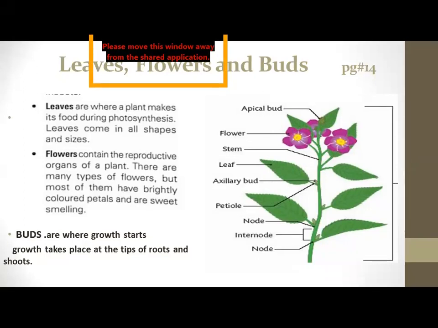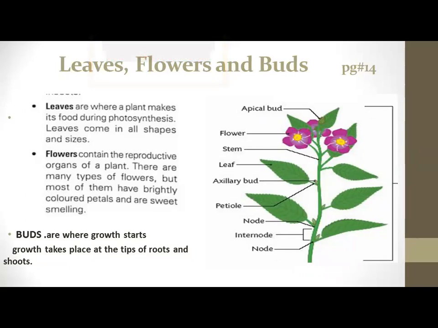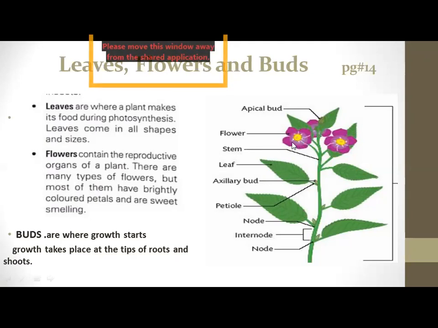Here you can see in this figure the different parts of the plant. This is the apical bud. You can see here, these are flowers. This long thread-like structure is the stem of the plant. These are leaves. This is the axillary bud.